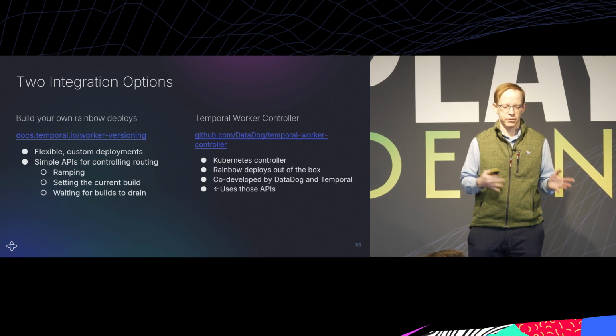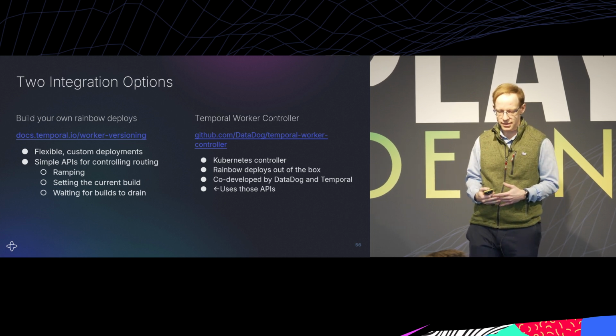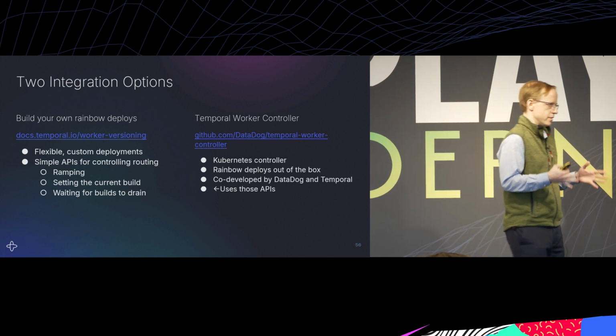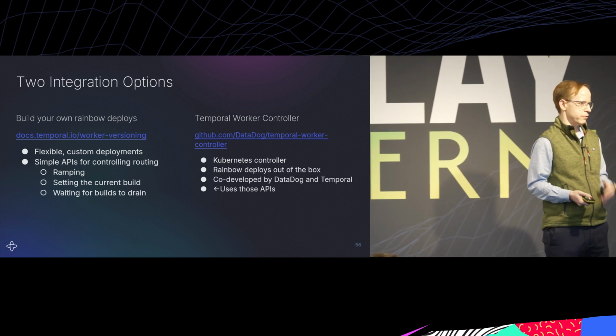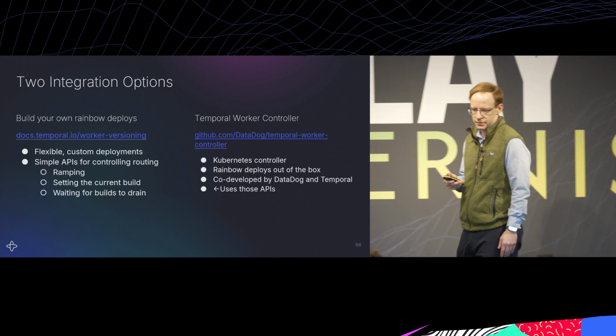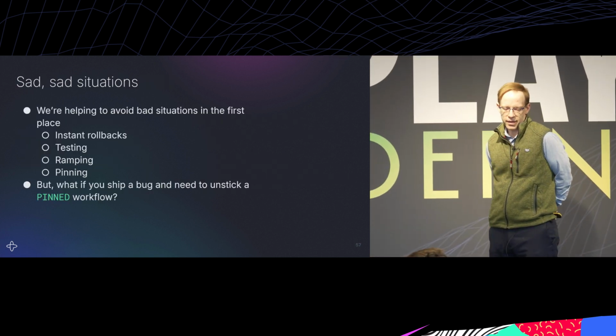It's a Kubernetes controller. It's Rainbow deploys out of the box, and it uses the APIs as well under the hood. So you can actually just drop it in and use it, or you can use it as a reference application to understand how you can build your own deployments.